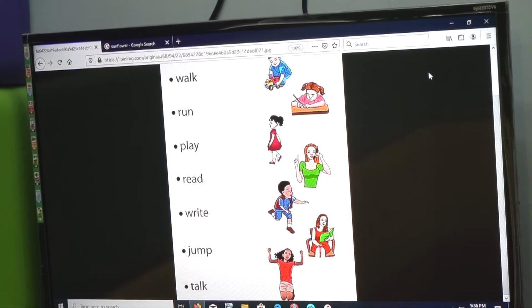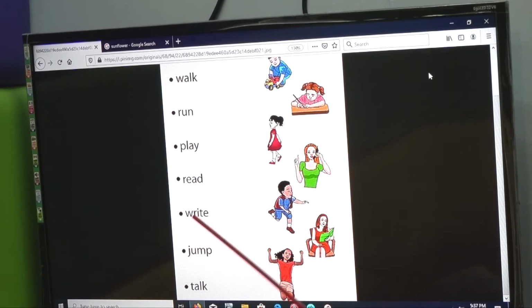Alright, the next one. Read. This is called read. So which picture goes with the action verb read, everyone? That should be this, or this, or this. She's not reading, okay? That should be this. The action she's doing is called read, okay? Read. Okay. The next one.